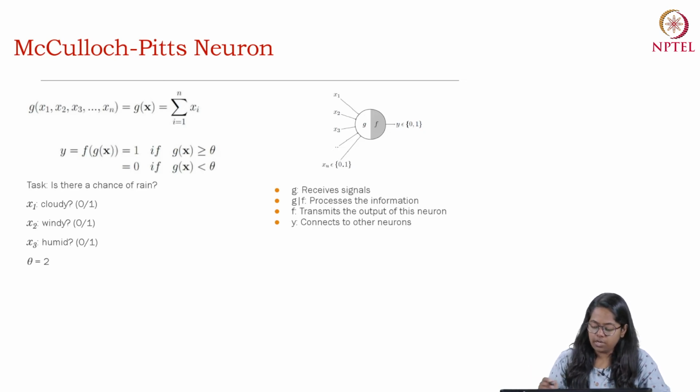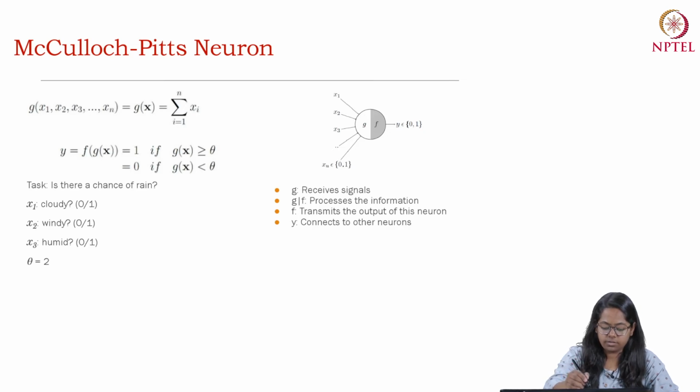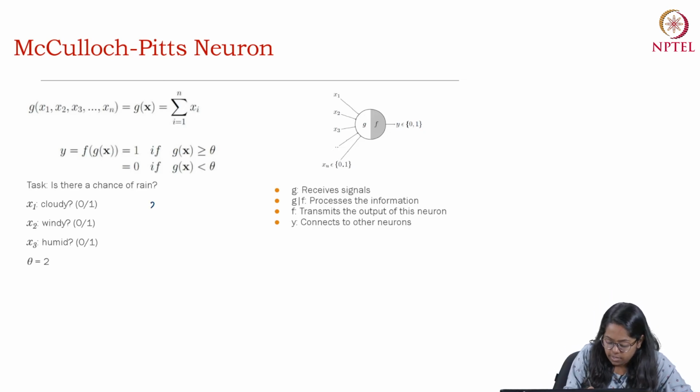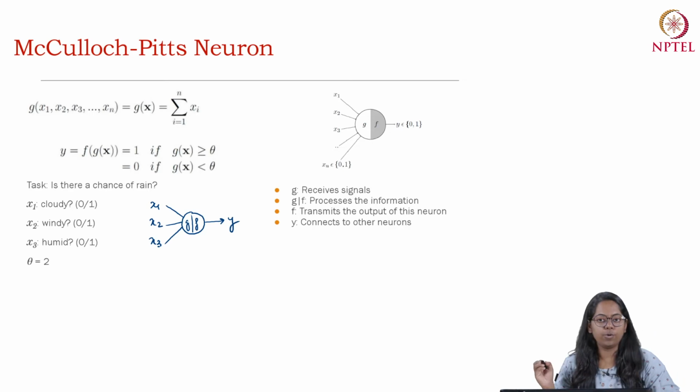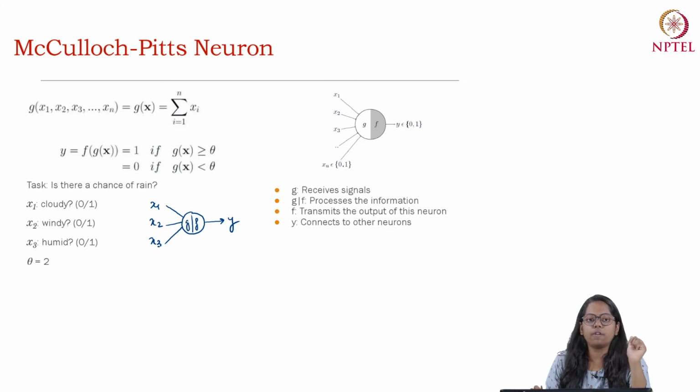for here we'll have a network like this. We'll have x1, x2, x3, the inputs, which will go to our neuron, which will be g followed by f, and then we'll have the output y. Now suppose the theta, the threshold that we set, we want to say that if any 2 of these 3 conditions are satisfied, that is, if it is cloudy and humid, we say that it would rain, or if it is windy and humid, we say that it would rain, or if it is cloudy and windy, we say that it would rain.